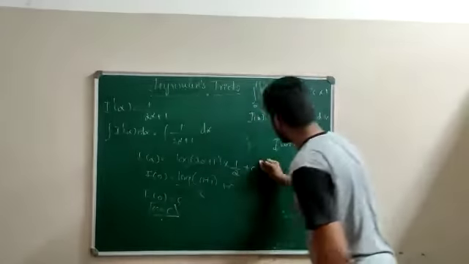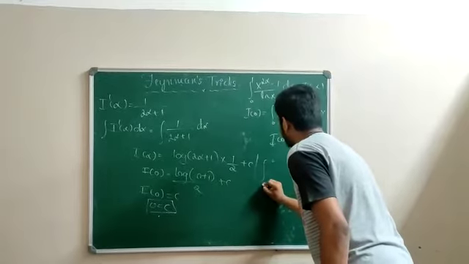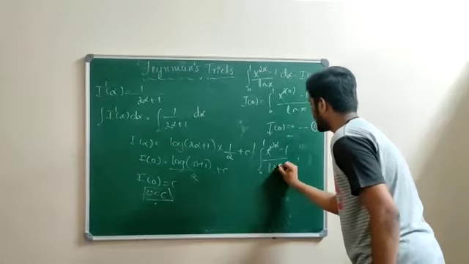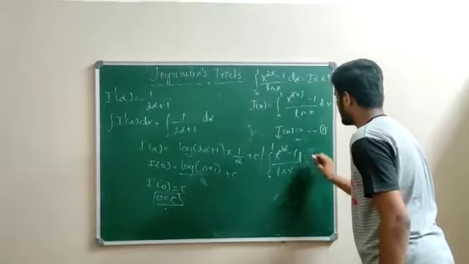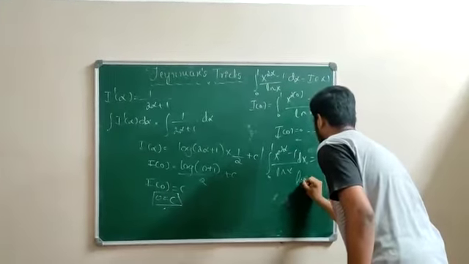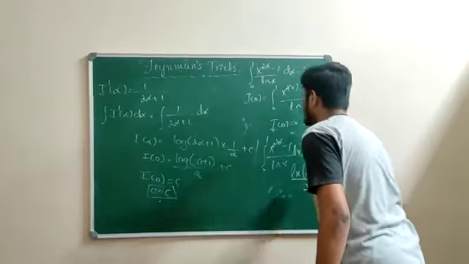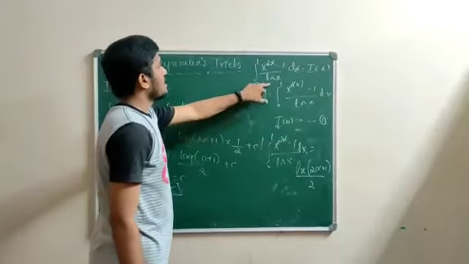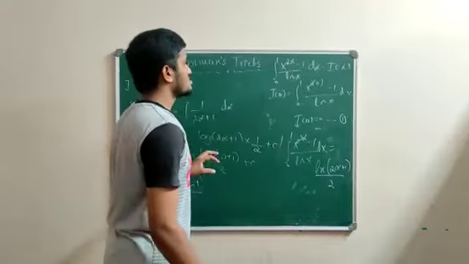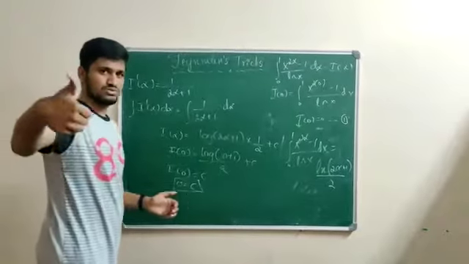So the value becomes the integral of 0 to 1 x to the power 2 alpha minus 1 divided by ln x dx is equal to ln of 2 alpha plus 1 by 2. Because of the presence of ln x in this integral, it is difficult for us to integrate. So we should use Feynman's trick to solve this type of integral.